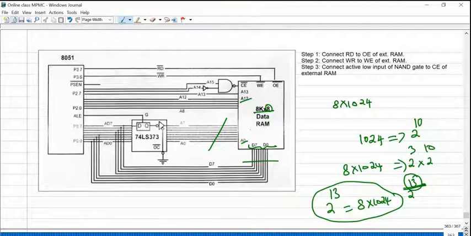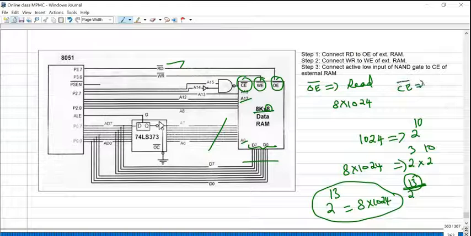It is RAM, so the read bar signal is connected with the output enable. The write bar signal is connected directly with the write bar signal. Output enable represents reading the data from the memory. Write enable, you know, right. Apart from this, one more pin, CE bar, which represents chip enable.